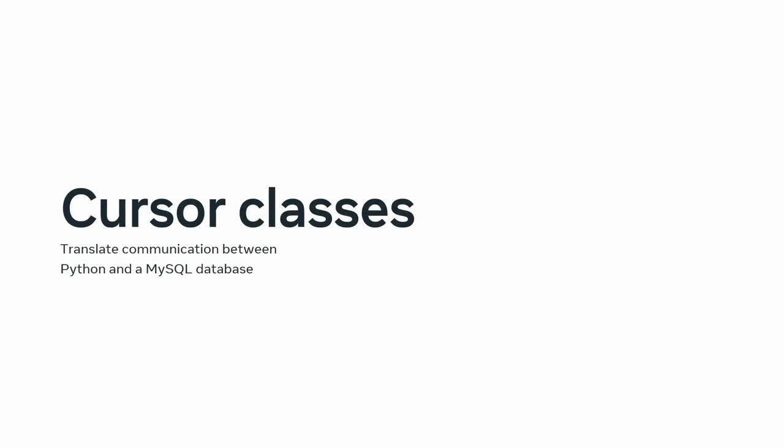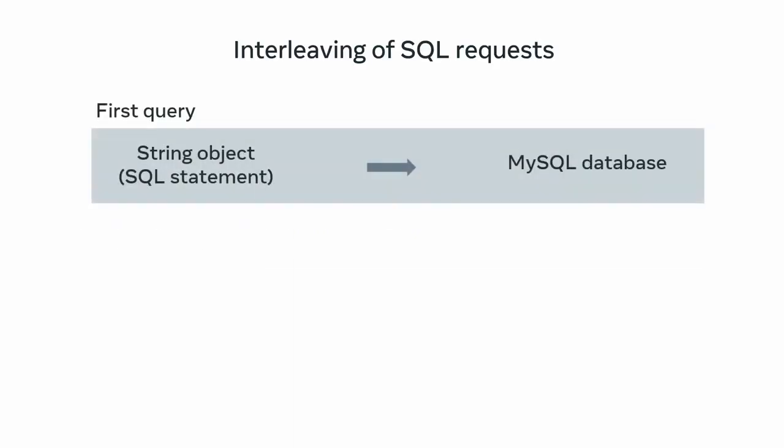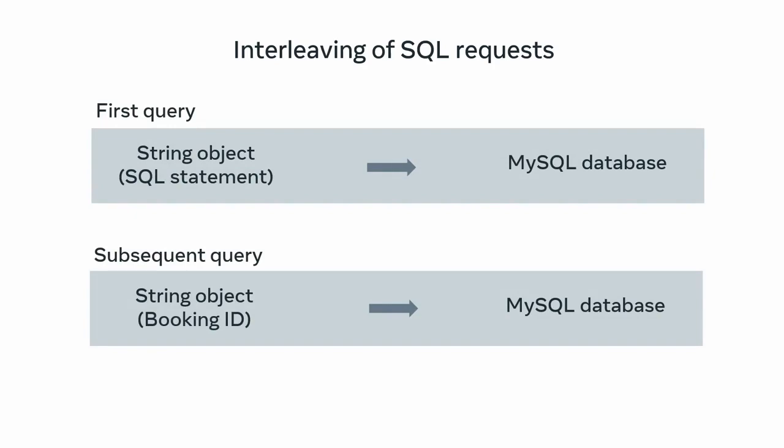And you also learned how to identify different cursor classes. And you also reviewed the basics of interleaving requests. The second module focused on performing create, read, update, and delete, or CRUD operations in a MySQL database using Python.